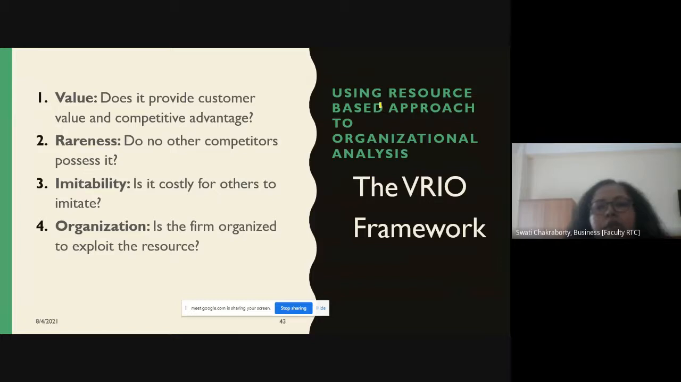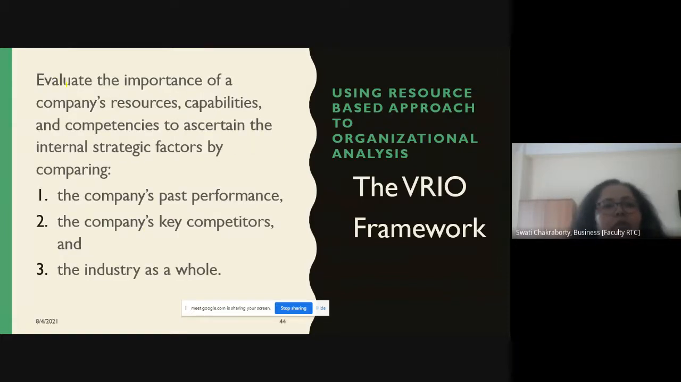We need to use a resource based approach, that is the VRIO framework. VRIO: V stands for value, R for rareness, I for imitability, O for organization. Value means, does your resource provide customer value and competitive advantage? Rareness is, are there any other competitors who are possessing these resources, or is it only you? Imitability is, how can it be replicated? Is it costly for others to imitate? Organization is, is your firm organized to have the capacity to exploit this resource?